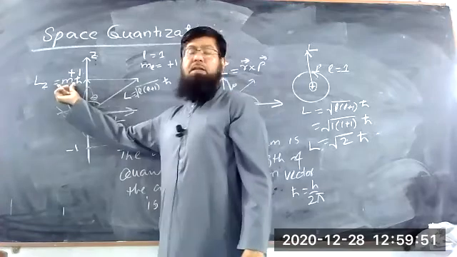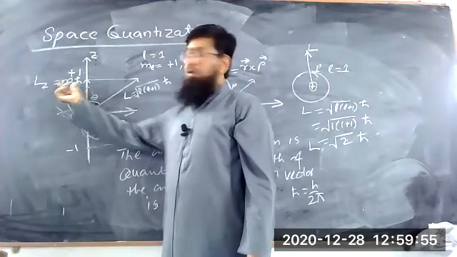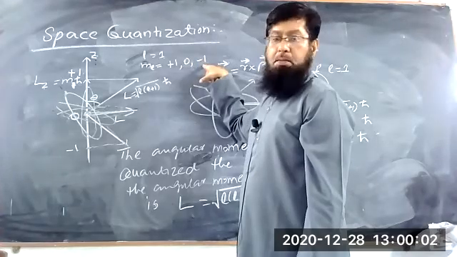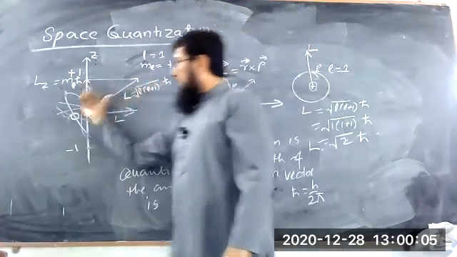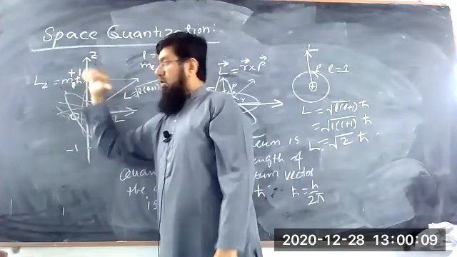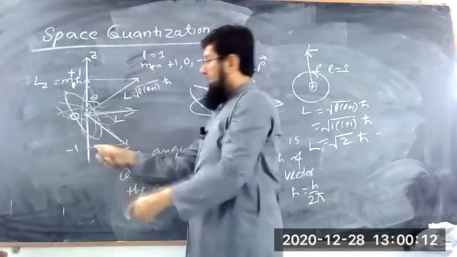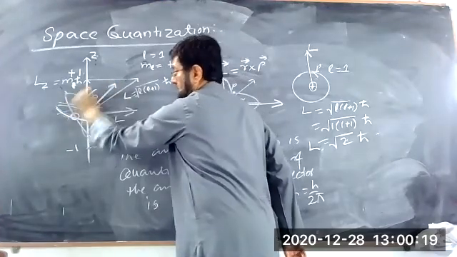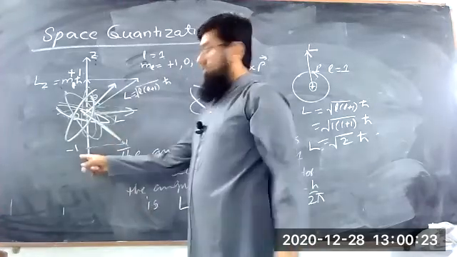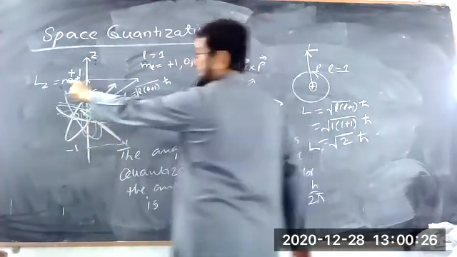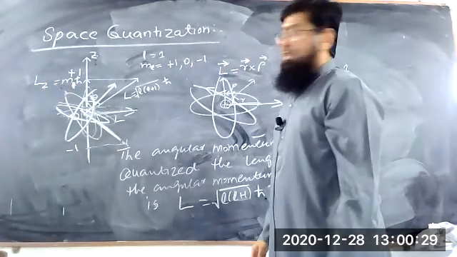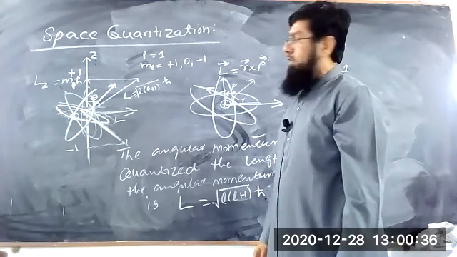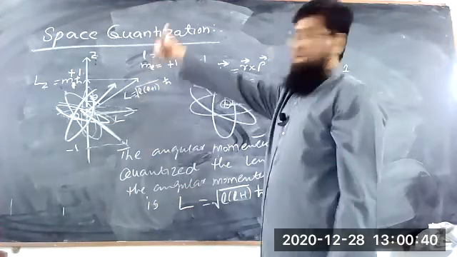So this ml gives the number of possible orientations. For L is equal to 1, ml may be plus 1, ml may be 0, ml may be minus 1. So here the rotation is positive, here the rotation is 0, and here it gives the negative, minus 1. It means this gives you the positive, and this gives you the negative. So the possible orientation is Lz. So Lz is the quantized angular momentum which gives the possible orientations of the angular momentum with reference to the z-axis.